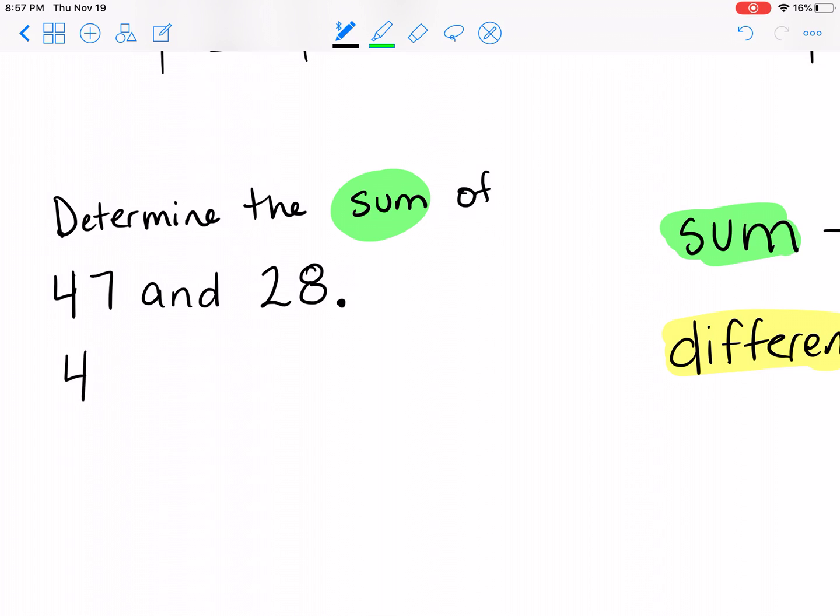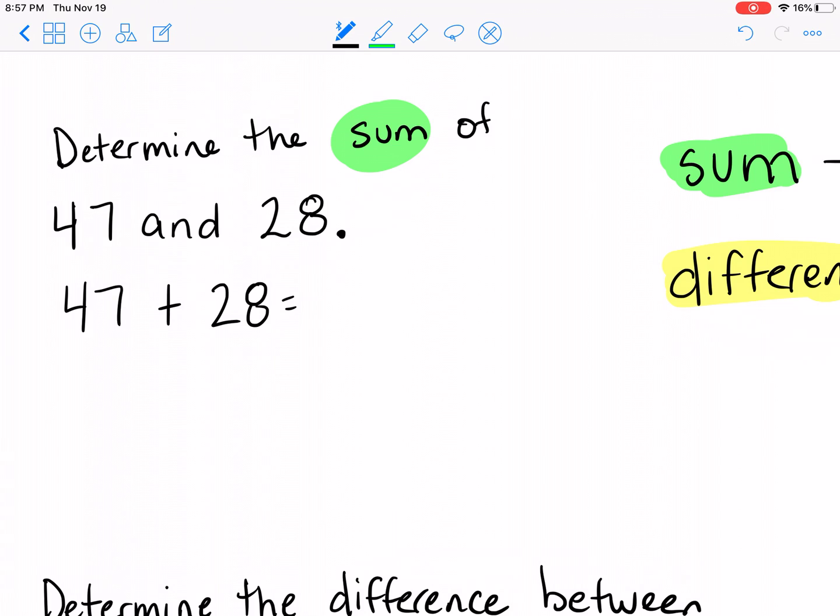Determine the sum of 47 and 28. So we're going to do 47 plus 28. That's how we're going to set this up. From these words, we got 47 plus 28. So now we can set up and solve. This is the easy part. The setup's kind of the tough part of this.